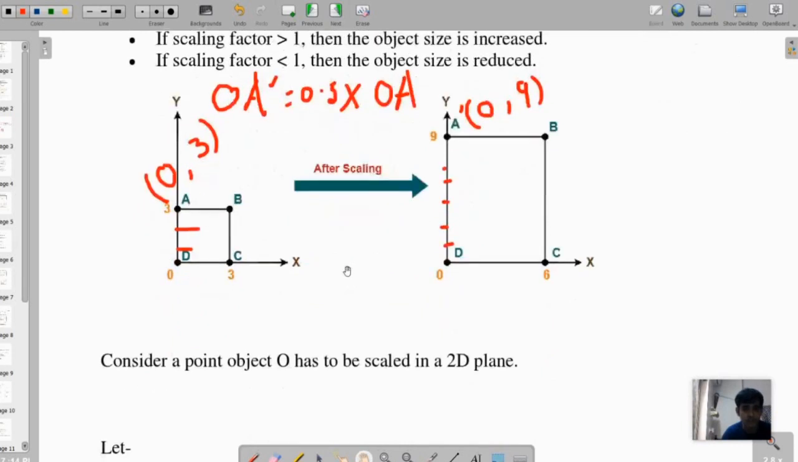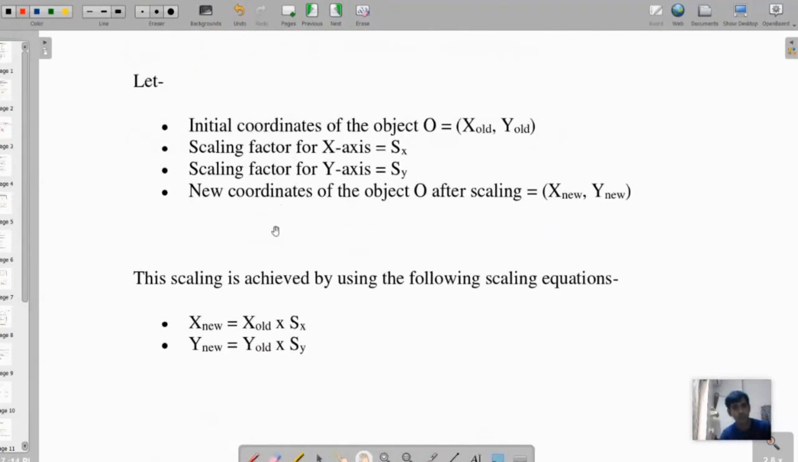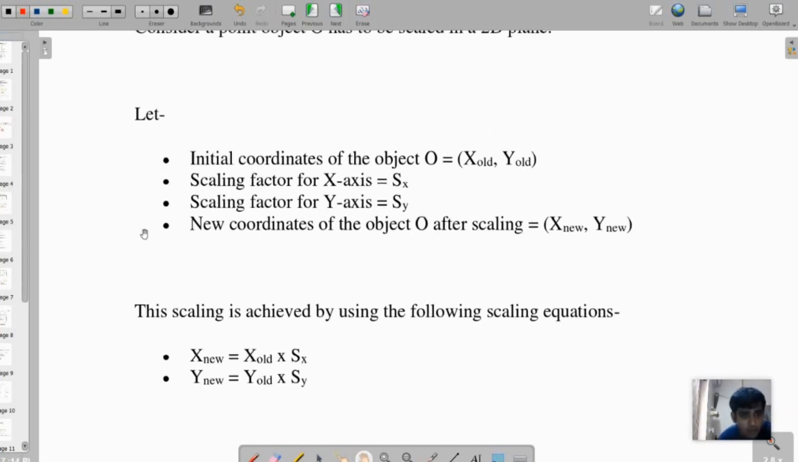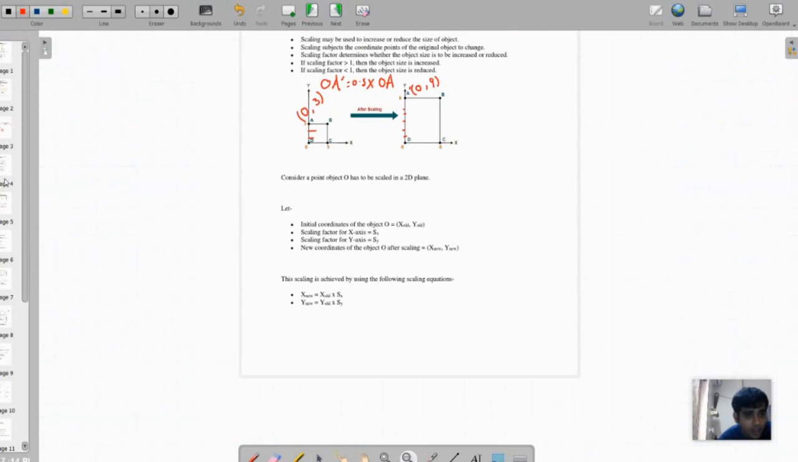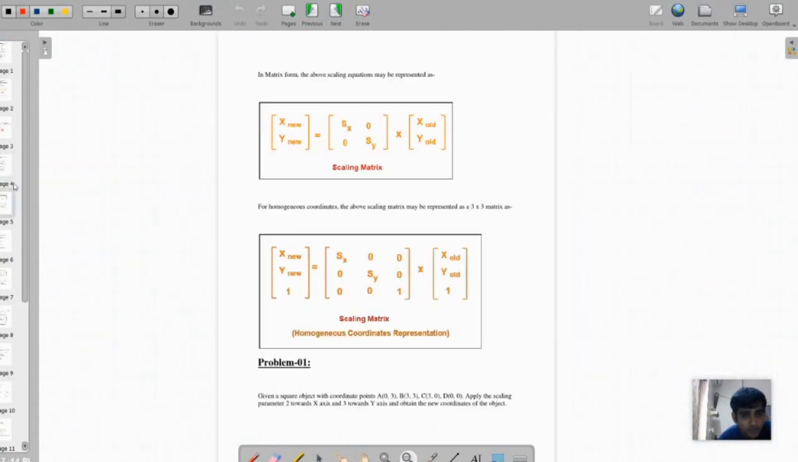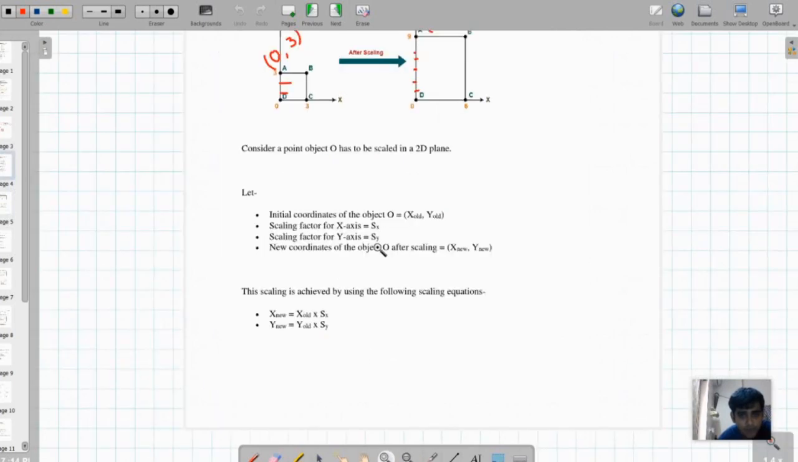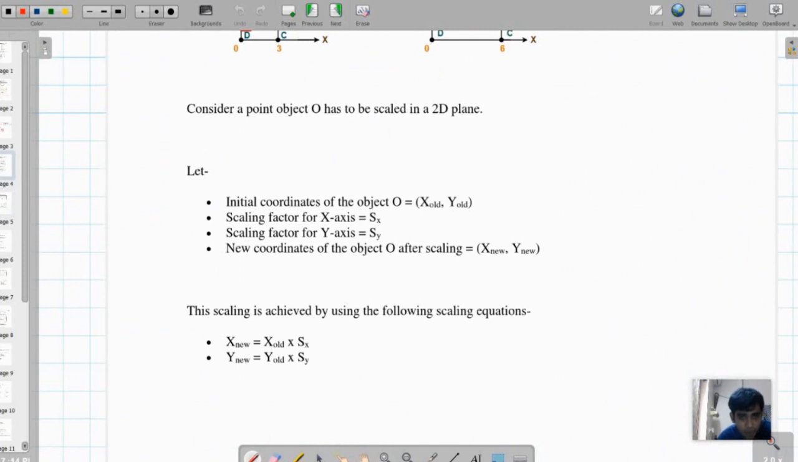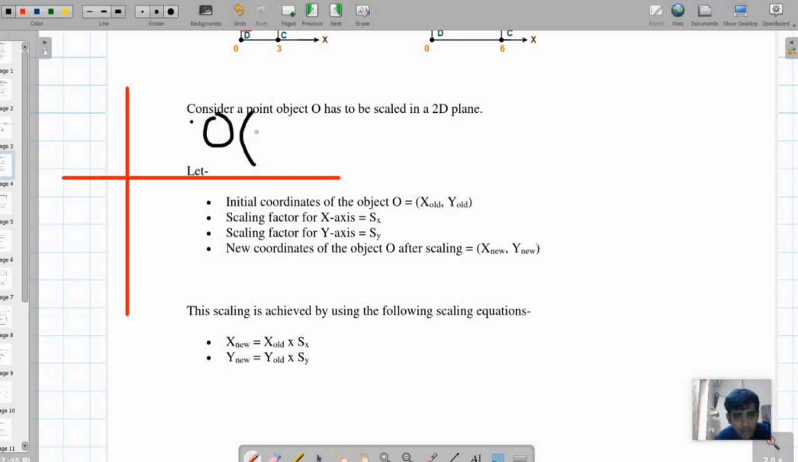Now let us try to derive the mathematical formulation for this scaling. So here the problem goes like: you have a point object O whose initial coordinate is x old, y old. That means in your 2D space you have a point O somewhere whose coordinate is x old and y old.